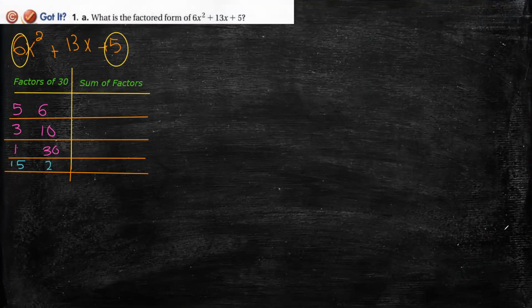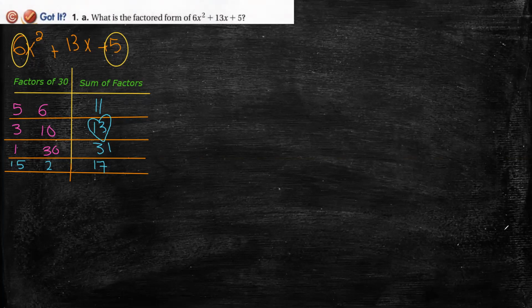Now, let's add the factors. 5 plus 6, 11. 3 plus 10, 13. 1 plus 30, 31. And 15 plus 2 is 17. Now, I need the two factors whose summation is 13, which is 3 and 10.